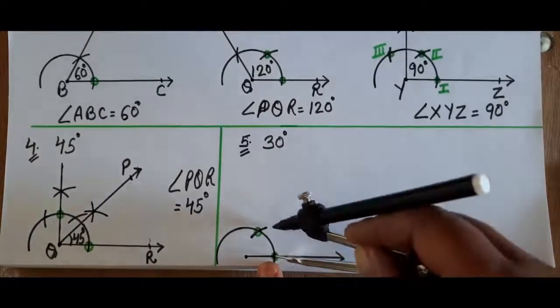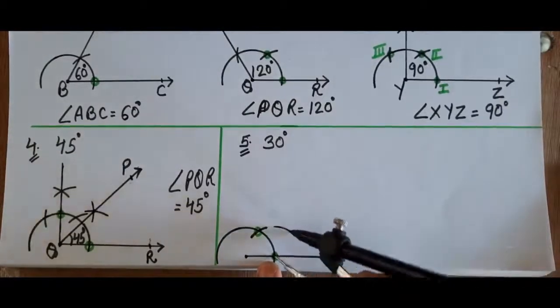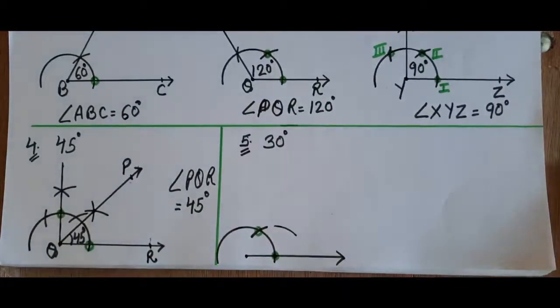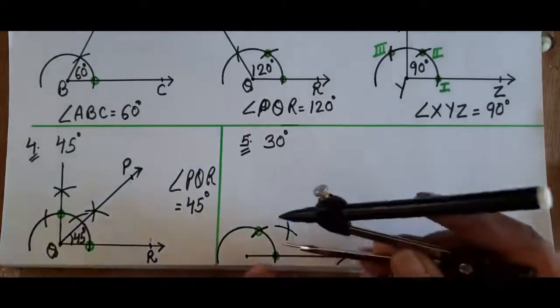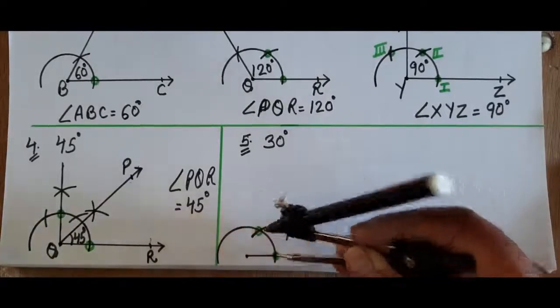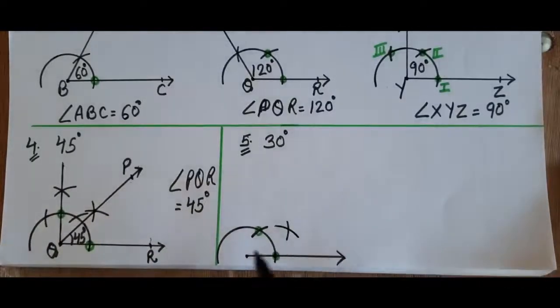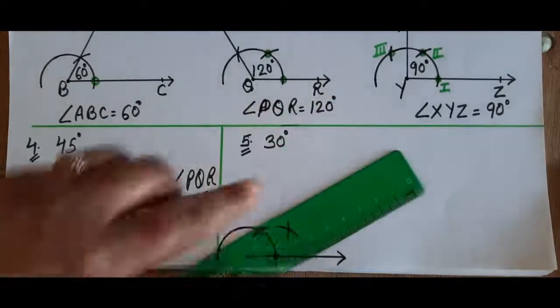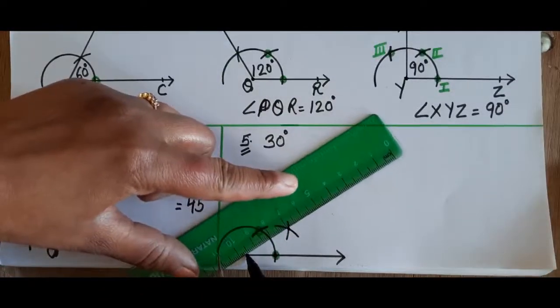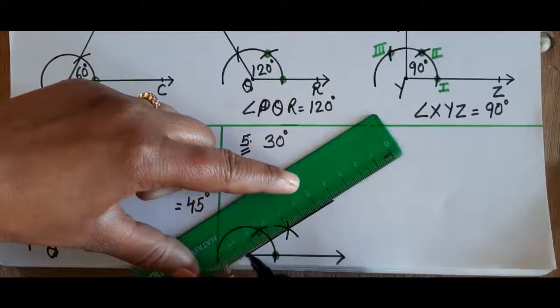Keeping your compass point at this point only, draw an arc again. Now keep your compass point at this point and cut this arc. It is not necessary that you open your compass greater than the half. You can draw the arc by keeping this distance only. One time at this point and one time at this point. So you get a point and join these 2 points. You will get the angle of 30 degrees.